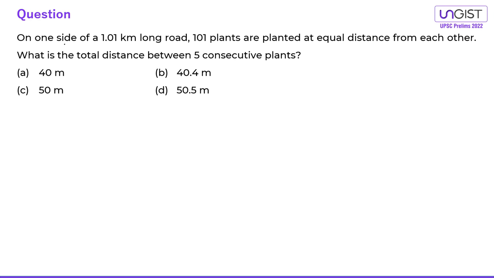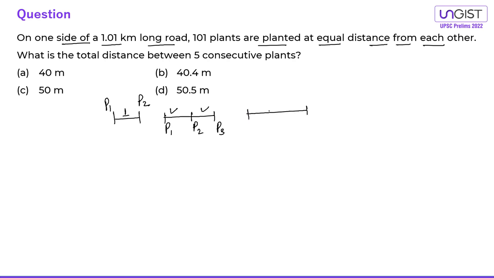Next question talks about on one side of a 1.01 kilometer long road, 101 plants are planted at equal distance from each other. Okay. See everyone, if 101 plants are being planted, then obviously we have 100 intervals. Why? Because let's say there are two plants, P1 and P2. So here we have only one interval. For three plants, P1, P2 and P3, we have two intervals. For four plants, P1, P2, P3 and P4, we have three intervals, right? So similarly, if 101 plants are to be planted, then total we have 100 intervals.